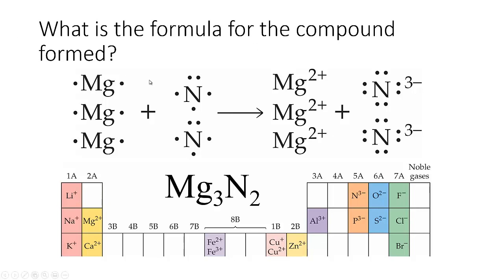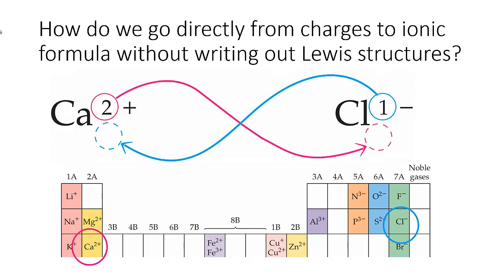It takes a long time if you're going to trial and error and figure out, all right, do I need 3 magnesiums, 4, 5? That would take a little bit too long. So this book uses this method, which I really like, and I've been using it for years, of how can we go directly from what is the charge of the 2 ions involved to the full ionic formula without writing out those Lewis structures. So in this case, if you've got calcium and it's combined with chlorine, what you do is the charge of the calcium turns into the subscript for the chlorine and vice versa. The charge for the chlorine becomes the subscript for the calcium.